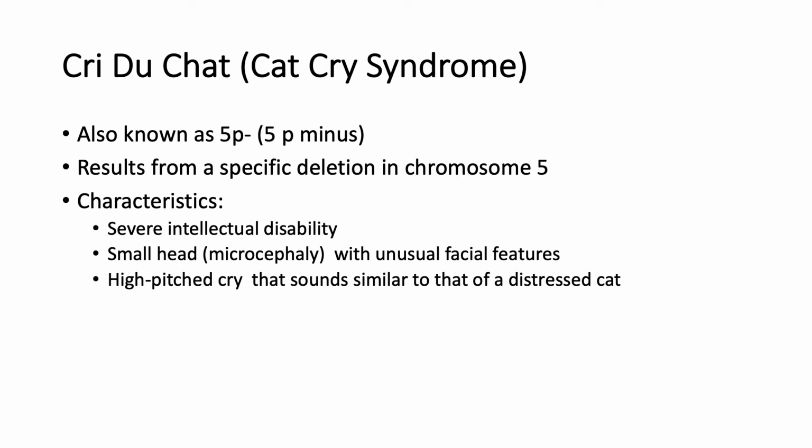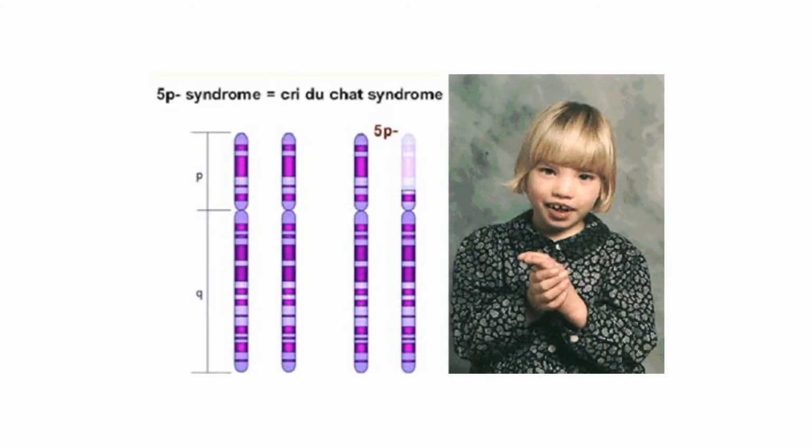A child born with this deletion is severely intellectually disabled and has a small head with unusual facial features and has a high-pitched cry that sounds similar to that of a distressed cat. The image on the right shows a patient with characteristic facial features of cri du chat, and the left image shows the deleted region on chromosome 5.